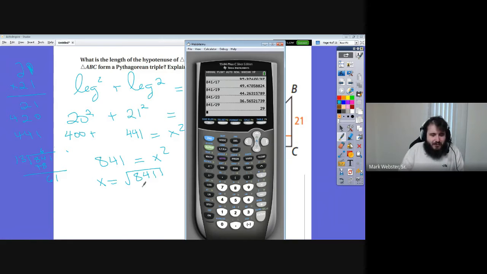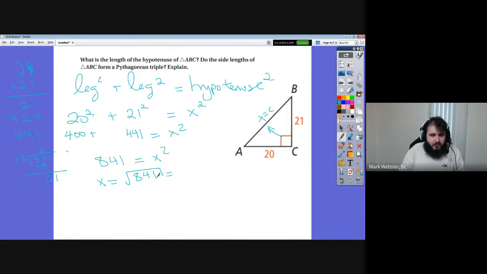Well, doesn't that mean that this is a perfect square? What's the square root of 841 then? 29. So x is 29.